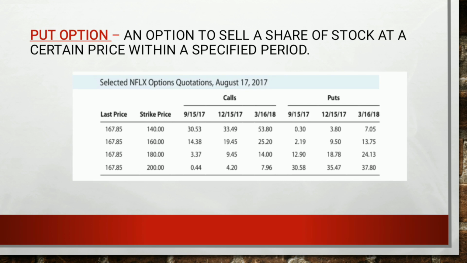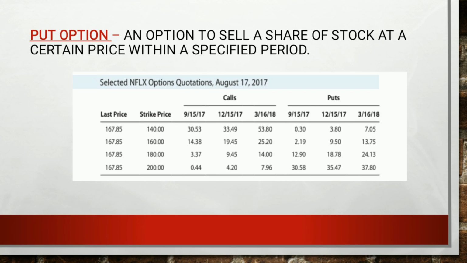So, for example, let's take a look at the table. Suppose you think that Netflix's stock price is likely to decline from its current level of 167.85 sometime during the next month. So, you could buy a 1-month put option for 219 pesos.